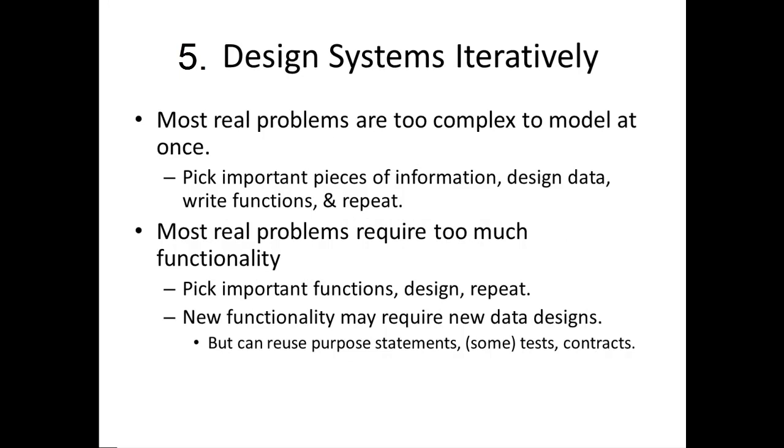Point five, design systems iteratively. Most real-world problems are simply too big and too complicated to be solved at once. What you have to do is pick important pieces of information, important pieces of functionality, design your data, write the function, and repeat. Your new functionality may require new data designs, but you can still reuse your purpose statements, some of your tests, and some of your contracts.